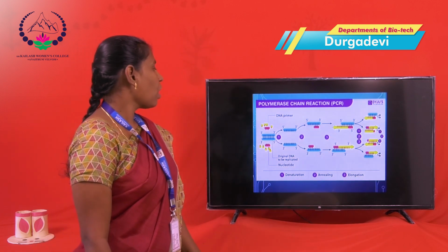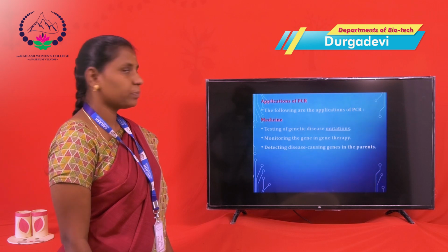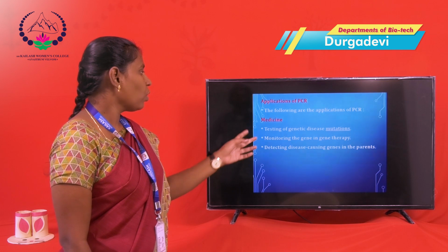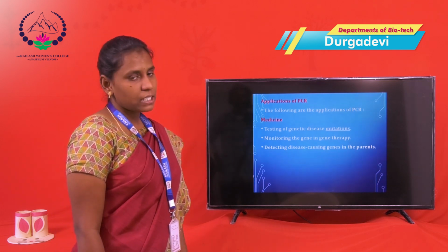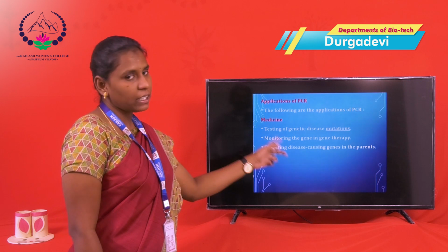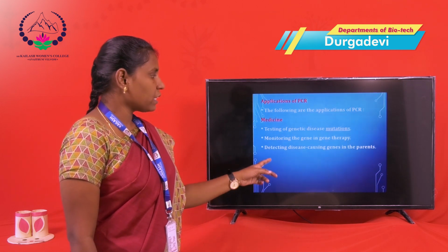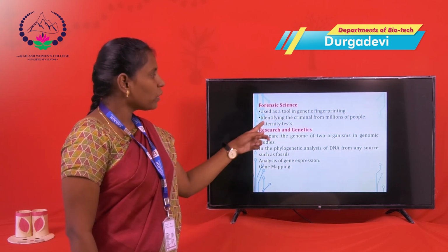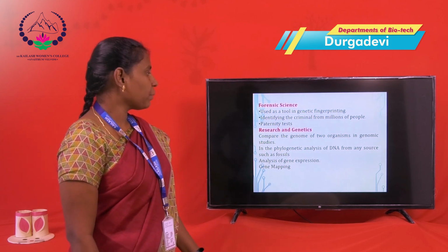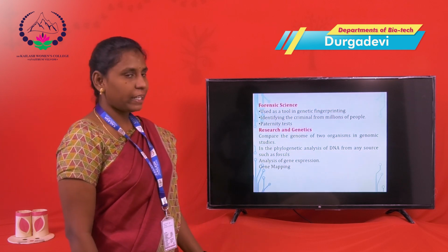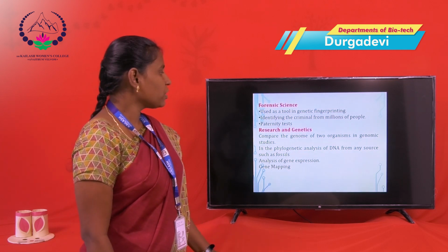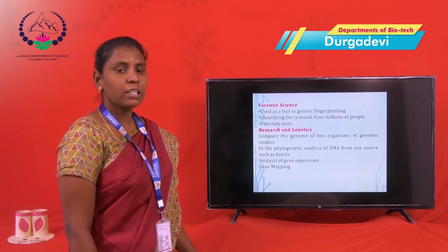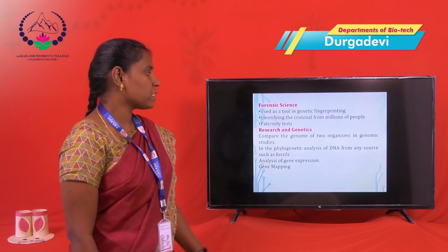Next one, applications of PCR. The following applications are used in polymerase chain reaction. One is medicine: testing for genetic disease mutations, monitoring genes in gene therapy, detecting disease causing agents in patients. Next application is forensic science. Here it is used as a tool in genetic fingerprinting, identifying criminals from millions of people, and paternity tests. Research on genetics: comparing the genomes of two organisms in genomic studies, analysis of gene expression, gene mapping and phylogenetic analysis of DNA.